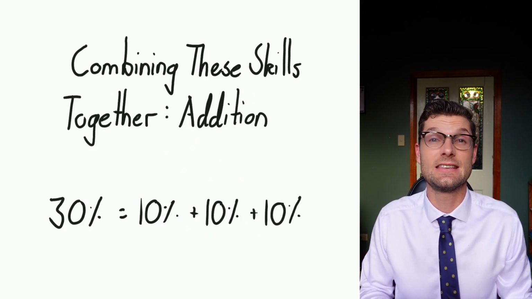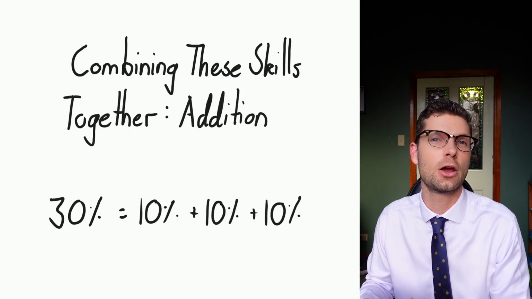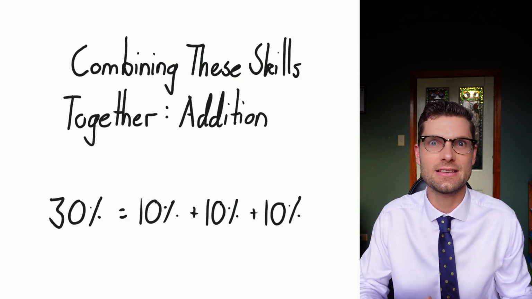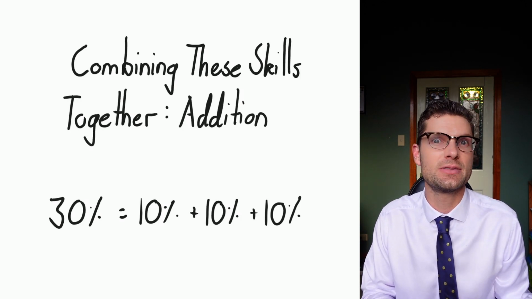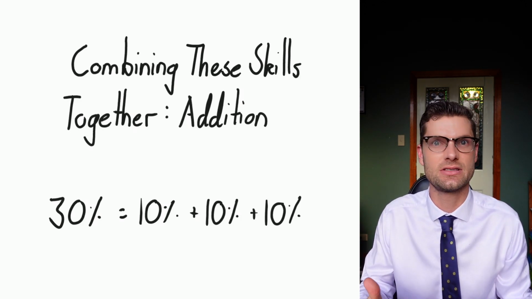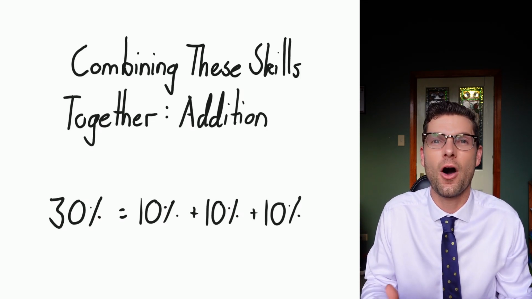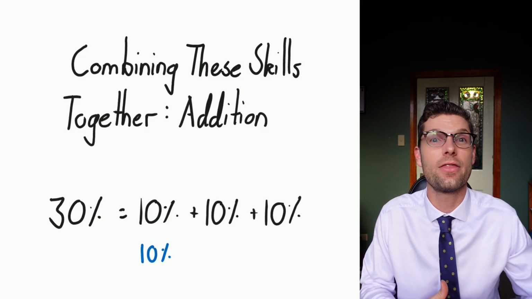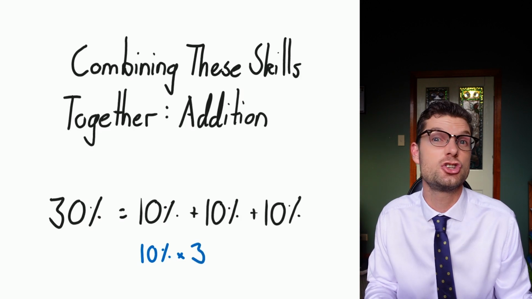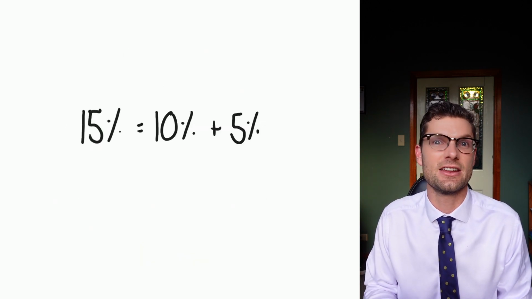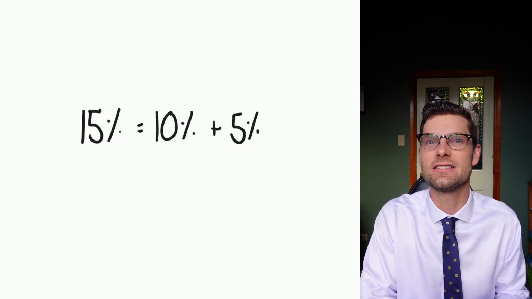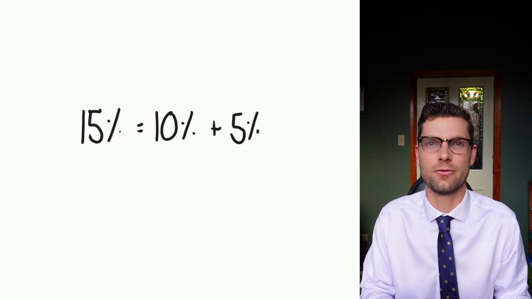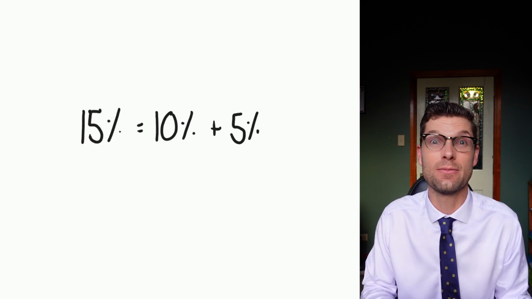So the reason that this skill is so important is that we can combine finding our 10% and our 5% to come up with weirder numbers. So 30% is just 10% plus 10% plus 10%. So if I can find 10%, I can find 30% incredibly easily just using addition. Same thing with any percentage that ends in 5. If I need to find 15%, all I've got to do is find the 10% and then add the value for 5%, and that's going to give me my final answer.